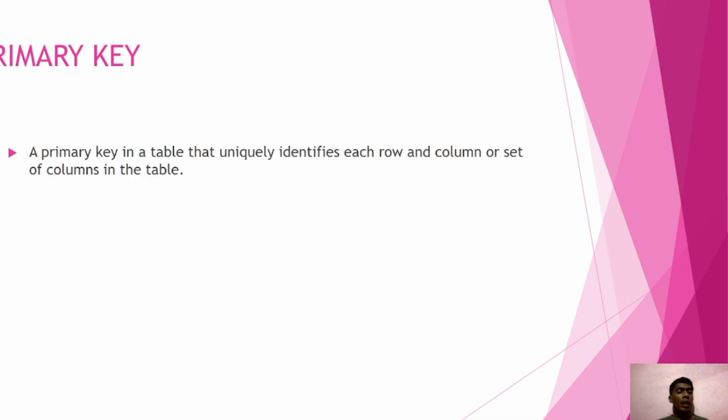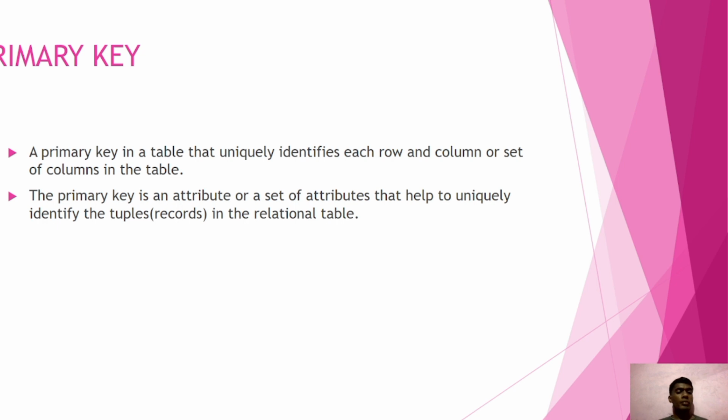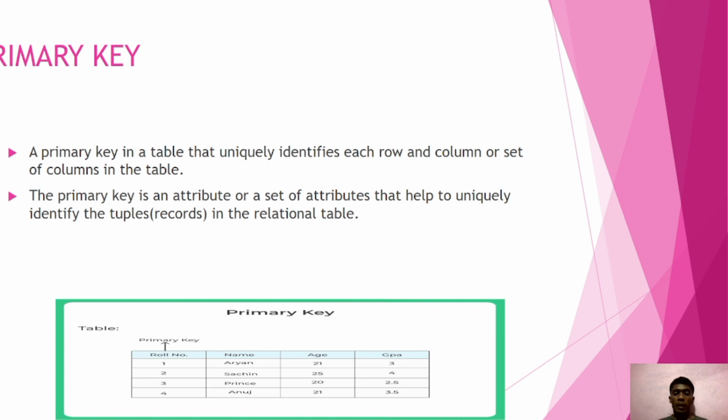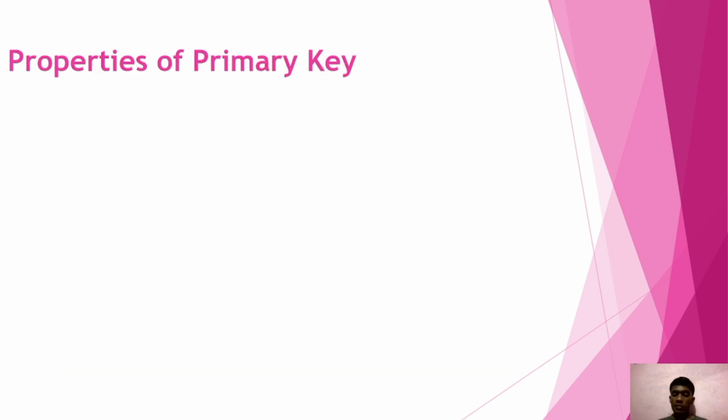First one is primary key. What is a primary key? A primary key in a table uniquely identifies each row, using a column or set of columns in the table. The primary key is an attribute or a set of attributes that helps uniquely identify tuples in a relation table. The main work of a primary key is to identify the tuples in a relation table. This is a small example of a primary key. Let's move on.